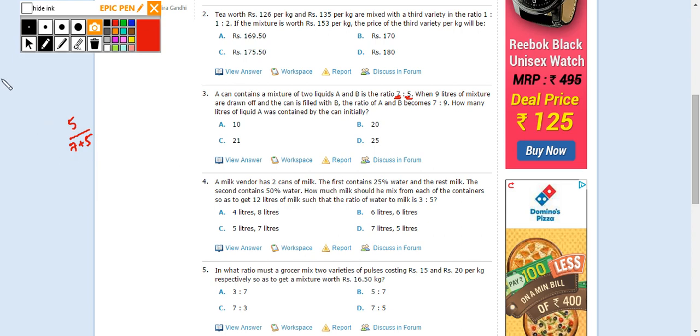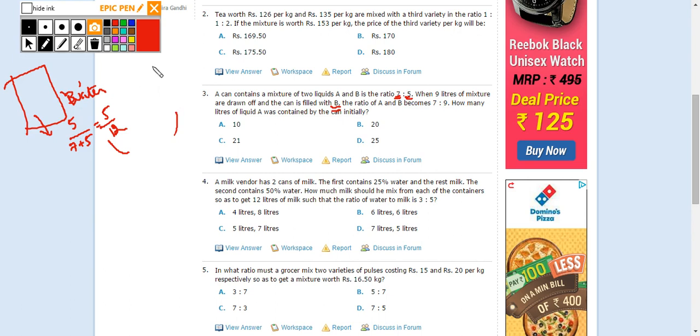So this is one thing. This is actually what is in the can. The can initially contains 5 parts of water out of 12 parts, right? 5 parts out of 12 parts earlier. Now I am mixing this with 9 liters of pure water.